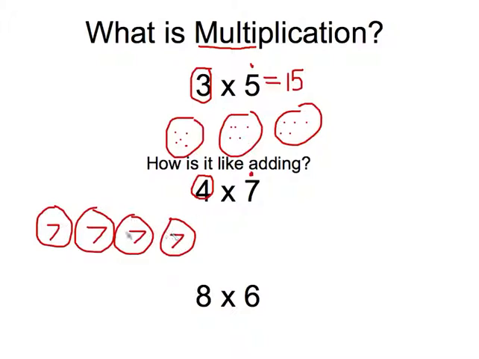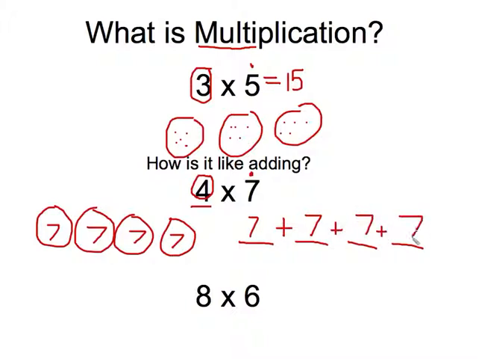Now notice I just said 7 plus 7 plus 7 plus 7. There's a relationship between multiplication and adding. Another way for you to think of this, instead of 4 circles, you could think of it as 4 lines. And within each line there needs to be 7. So here's 1, 2, 3, 4 groups. Each group needs to have 7 on it. So 7, another 7, another 7, another 7.